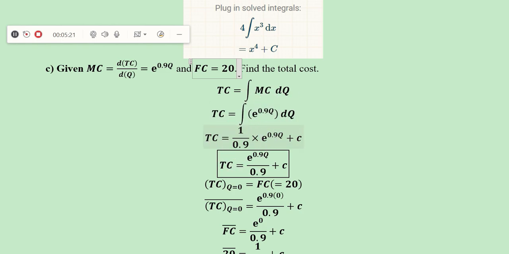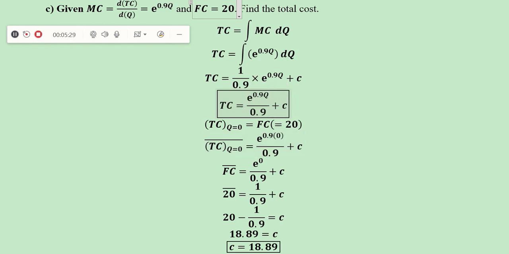Its integral is written here. We can recall the rule of natural exponential functions integration, and then this is the consolidated answer. However, this C is an arbitrary constant of integration that needs to be definitized.